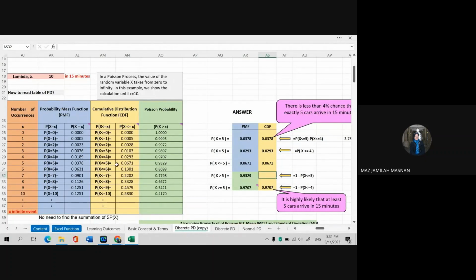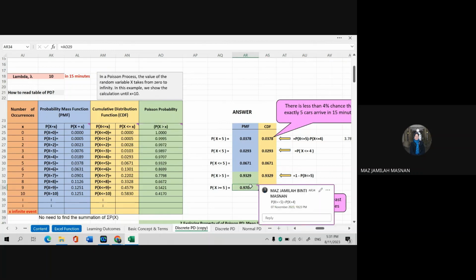And if you are using the CDF, you are talking about greater than 5, but 5 is not included. So it will be 1 minus probability of x less than or equal to 5. So it will be 1 minus less than or equal to 5.